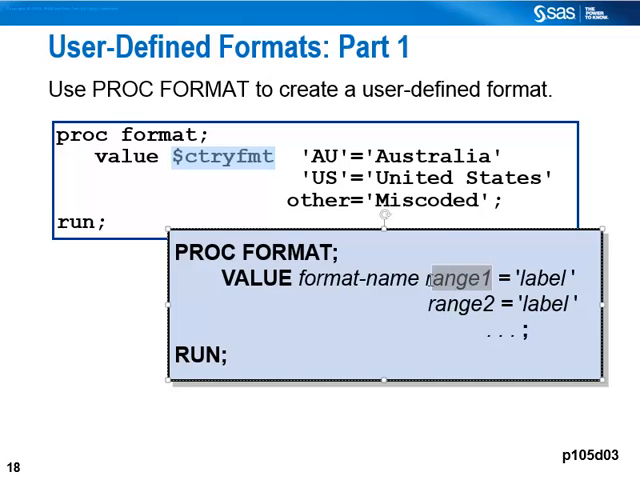So the range defined here is not exactly always a range. It could be a single value, so do not get confused with that. We will talk about this later in this chapter. Then we have the label, whatever label we want to put, or whatever value we want to display whenever it finds any value within that range.